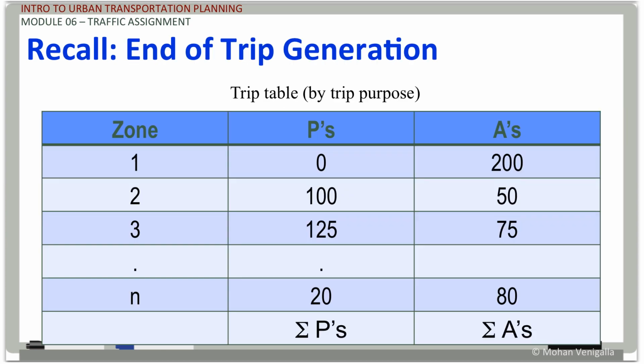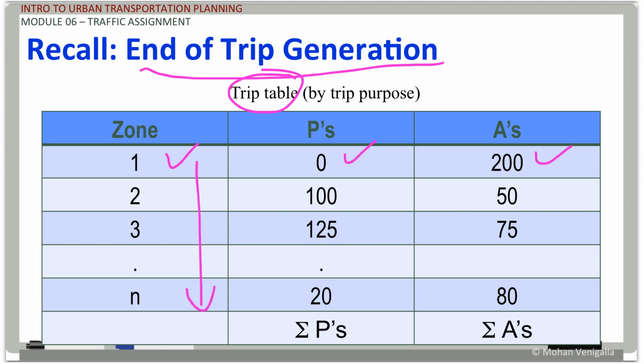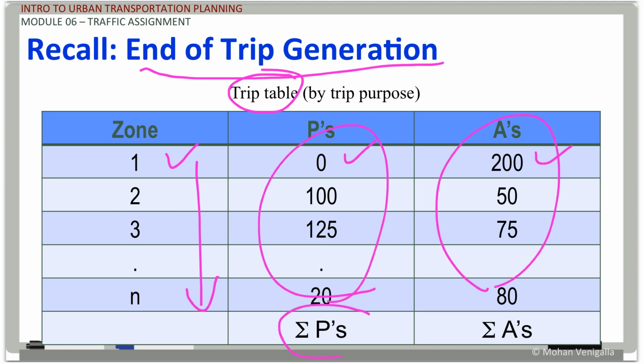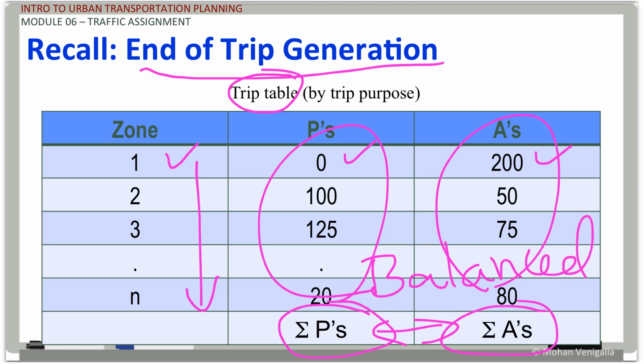Let's recall some of the past. So what did we have at the end of trip generation? We have a trip table. For each zone, you have number of P's, number of A's, and if you had n zones, each zone is like that. And in the end, both P's and A's are balanced, meaning sigma P is equal to sigma A's. And this is your output of trip generation.